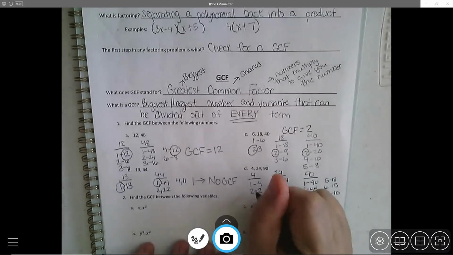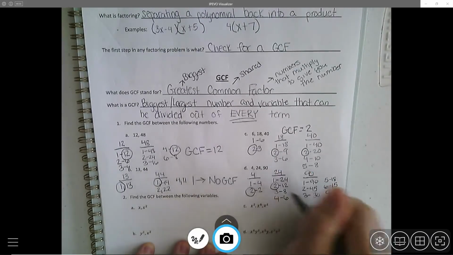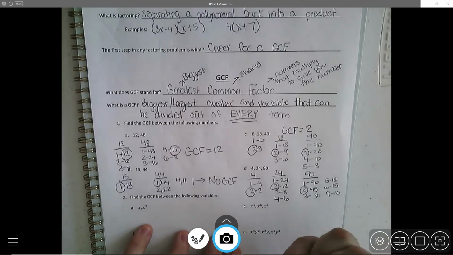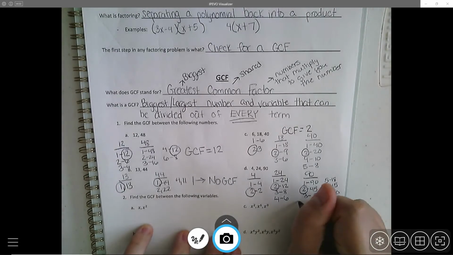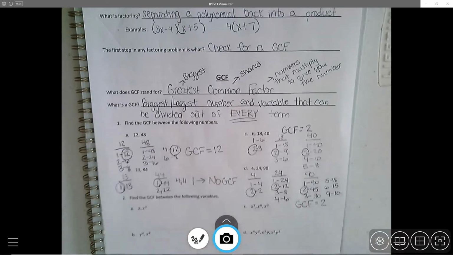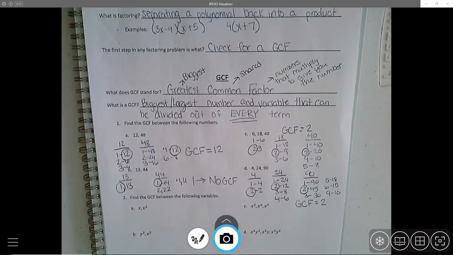And now, just like the last problem, all of them have a 2, and that's the biggest number that they all share. So this one, just like C, the GCF is going to be 2. Okay, and that again may be a little bit of a refresher. You may have done GCF in your previous classes, maybe not in Algebra 1, but earlier in your math.